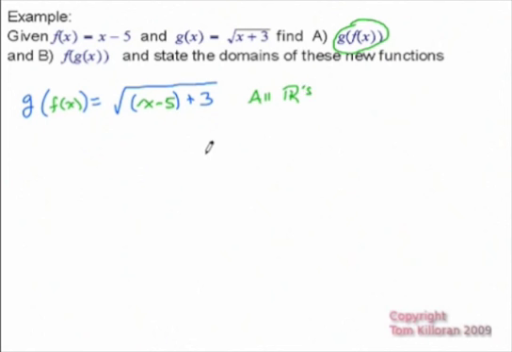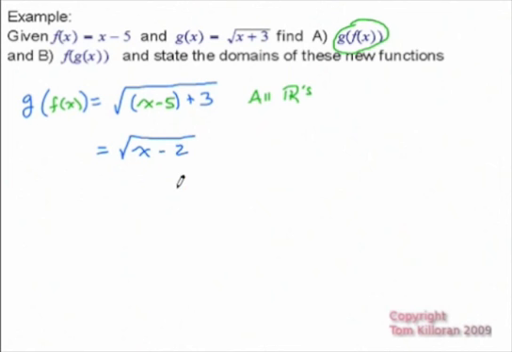And then we have to worry about the domain at the very end, and then do a combination of the two of them to come up with the whole domain, an intersection. Alright, so let's just simplify a little bit more. This becomes the square root of x minus 2.